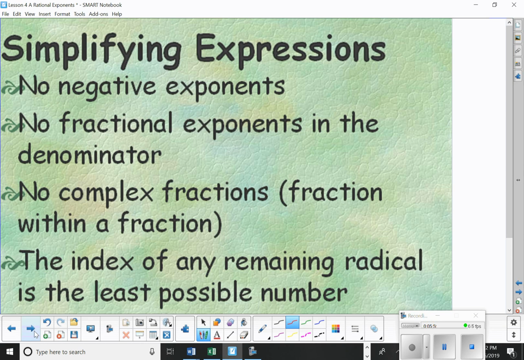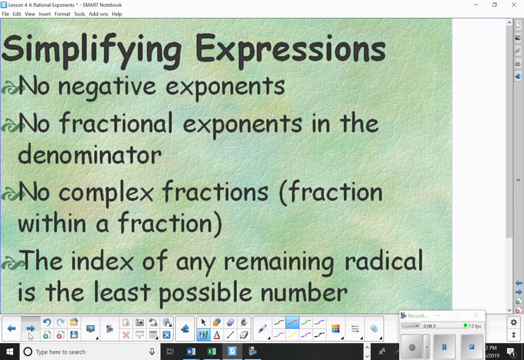Now, simplifying expressions. When you simplify an expression, there will be no negative exponents, no fractional exponents in the denominator, no complex fractions, no fraction within a fraction. The index of any remaining radical is the least possible number. Okay, least possible number. So there's several things you've got to think about.